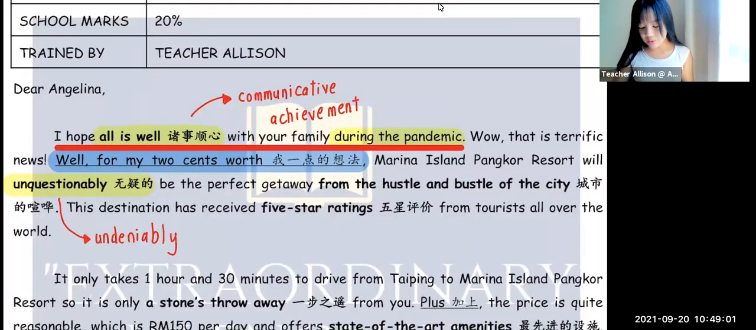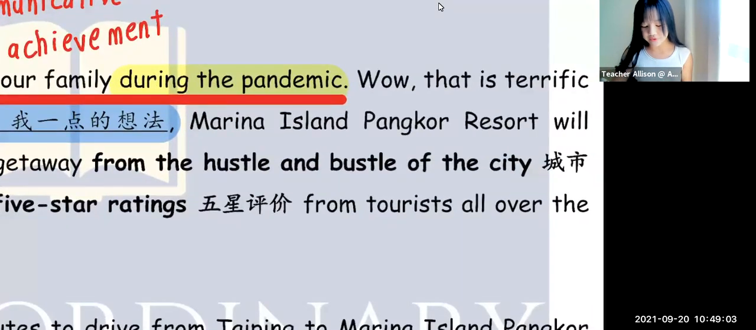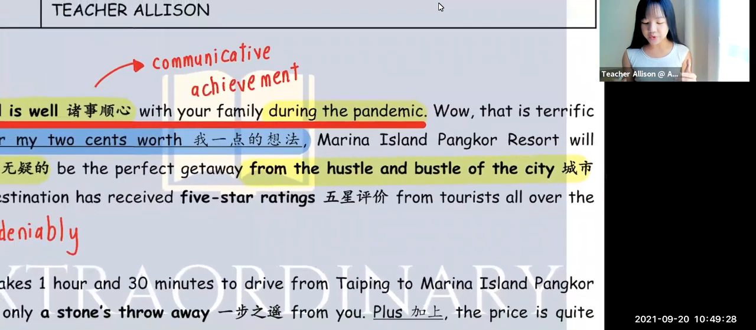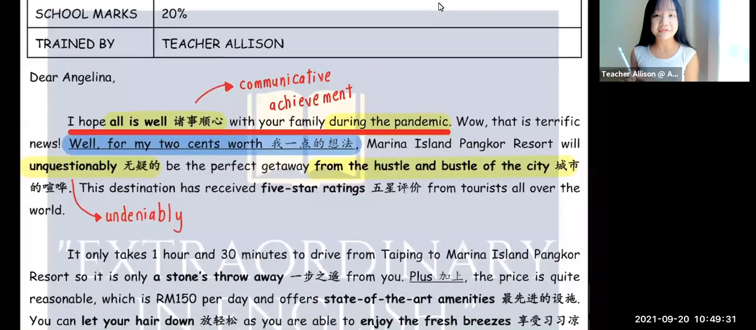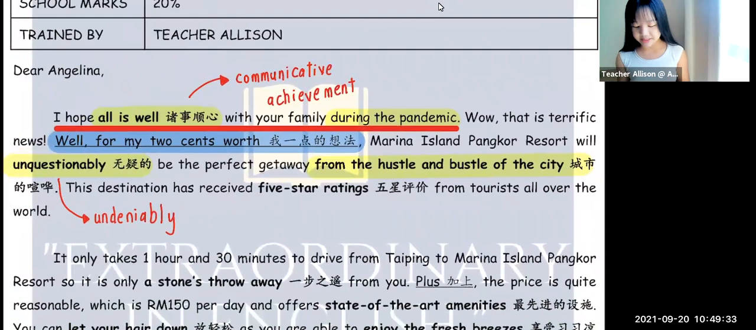All right, this one I always teach my students is a very useful, a very common idiom. From the hustle and bustle of the city. Well, in the city, we are always hustling. We are like, oh, it's Monday. Oh, it's 8 a.m. We have to get to work. We have to go study. We have to do this. And it's always bustling, meaning there are plenty of noises. There's traffic. There's honking. There's talking. There's your phone beeping. You have a WhatsApp message. So in the city, sometimes it can get a little bit stressful. So going to this resort will be the perfect getaway from the hustle and bustle of the city.